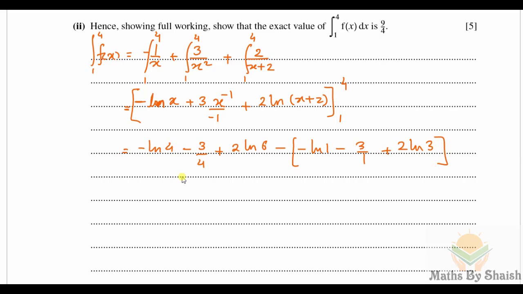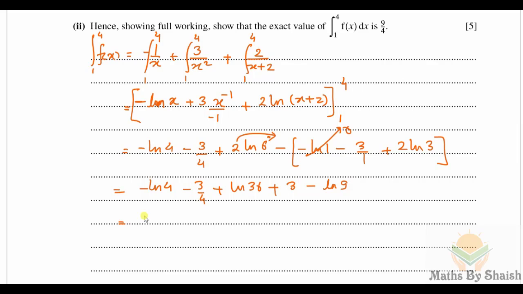that is 3. So we got it as minus ln 4 minus 3 by 4 plus ln 36, because the 2 goes in the power, so it would be 6 squared, minus minus plus, that is going to be 0 because ln 1 is 0, plus 3, and it is minus 2 times ln 3, so minus 2 times ln 3 is minus ln 9 because the 2 will go in the power. Now we are going to collect it.